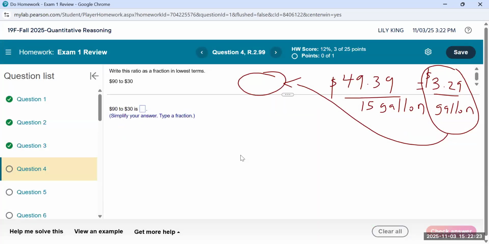All right, next we need to find the ratio as a fraction in lowest terms.